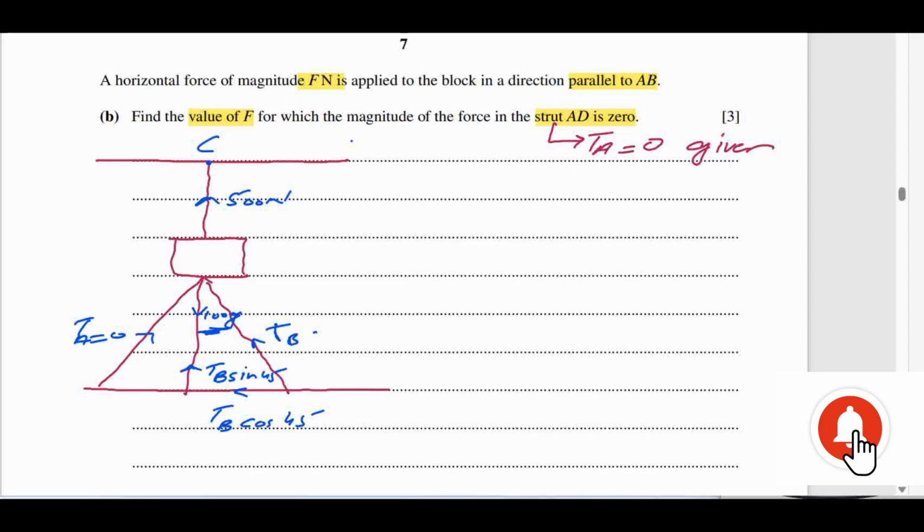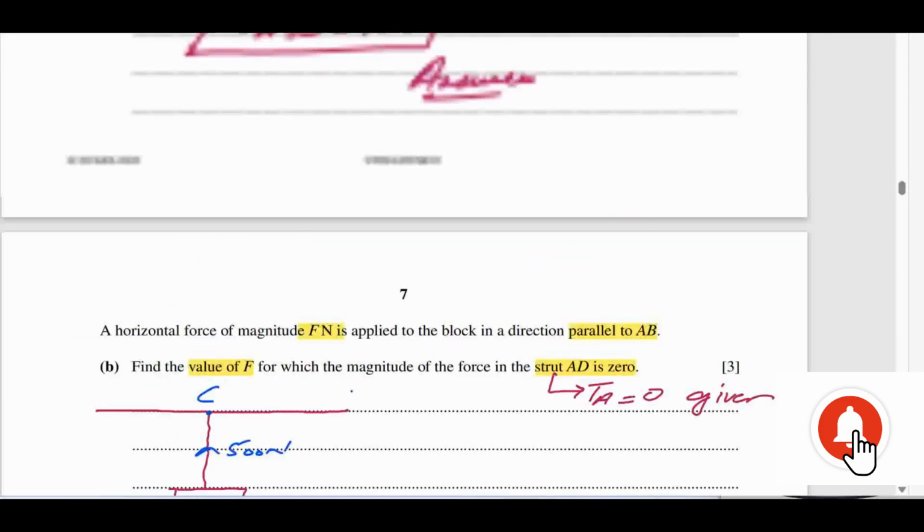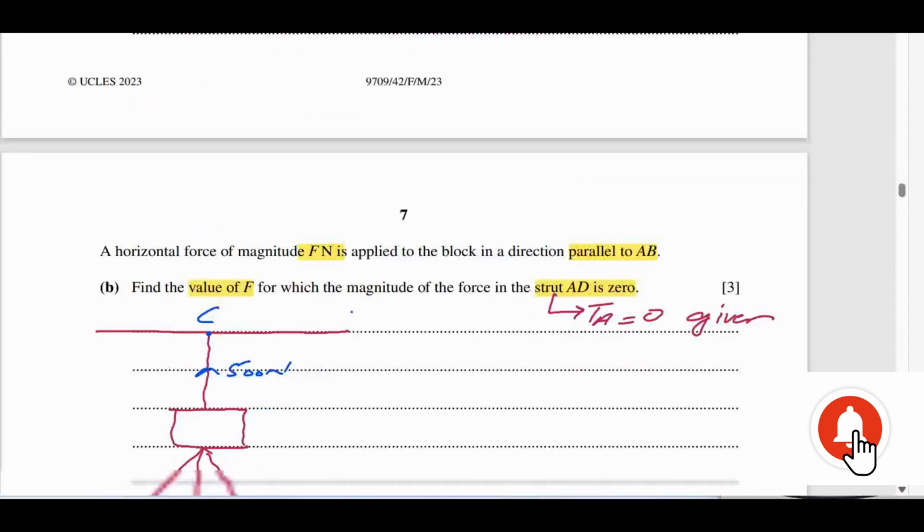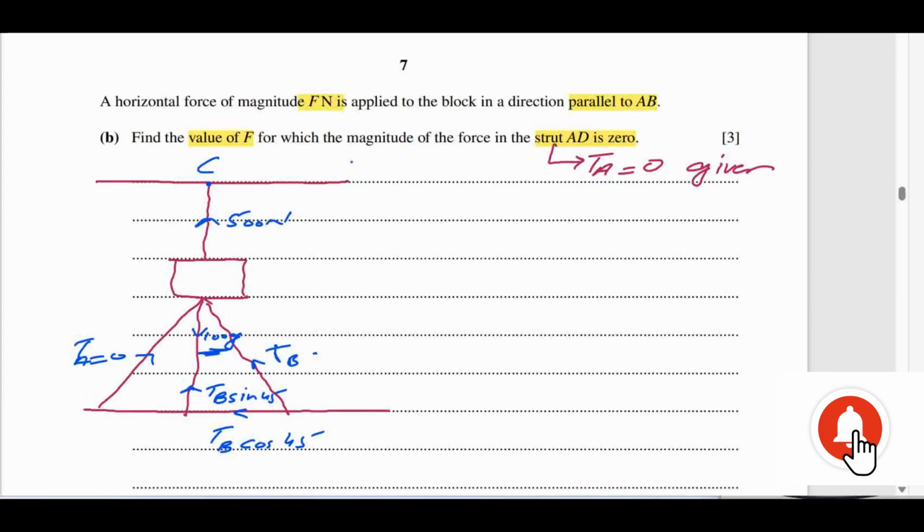Now a horizontal force of magnitude 4 Newton is acting in the direction parallel to AB. Now where is the AB? This line shows the line AB, so it is parallel to AB. It means that a force is acting in this direction, and we can see that this force is parallel to the line AB. This is point A and this is point B, which means that this line is AB, so parallel to AB means this will be the force.